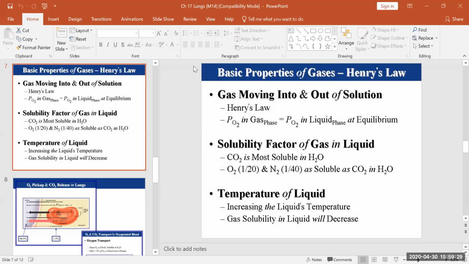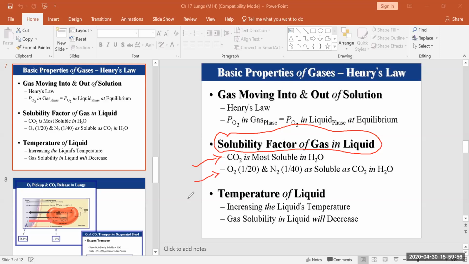So we are talking about solubility factor here for a gas, because each gas has a unique solubility factor. For example, CO2 is around 20-fold more soluble in water than oxygen. That's why you have carbonated drinks.